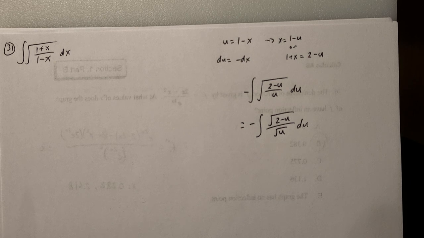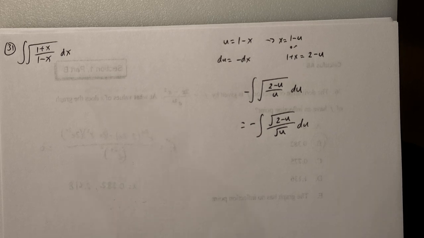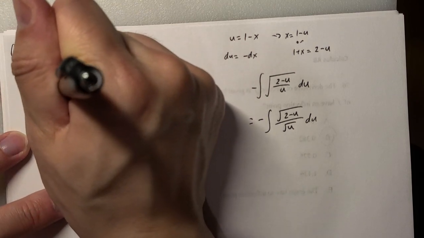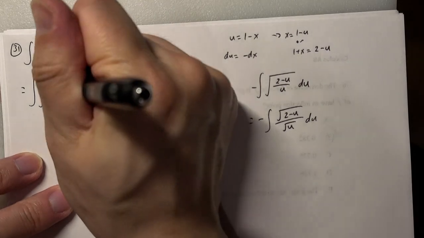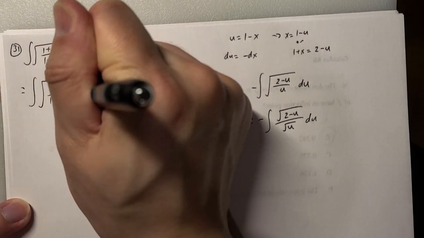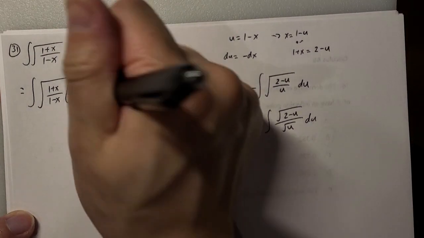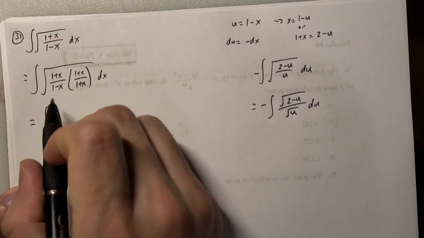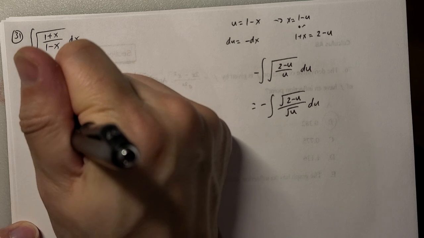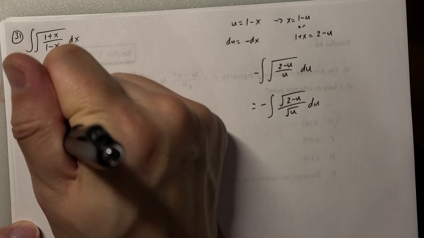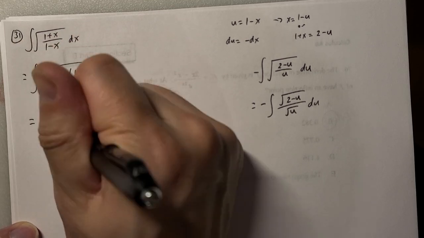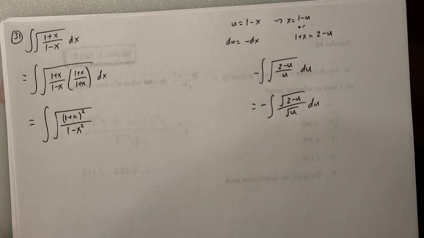So are we out of ideas? Earlier I said maybe we can force it to be something squared minus something squared to make it a trig sub. So let's do something like that. 1 plus x over 1 minus x, that's the original. What if I multiply it by 1 plus x over 1 plus x, dx? Why would I want to do that? Let's simplify first. On the top, we get 1 plus x quantity squared. On the bottom, we get 1 minus x squared.